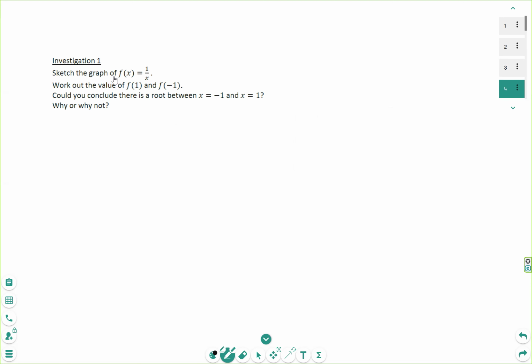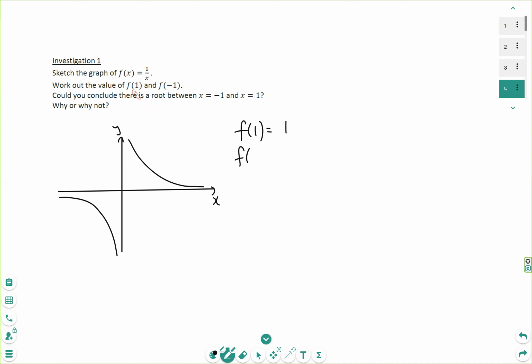Can you sketch a graph of f of x equals 1 over x? Pause video, we'll do it together. Here's a graph of y equals 1 over x. Work out the value of f of 1 and f of minus 1. So f of 1 is 1 over 1. F of minus 1 is 1 over minus 1, which is minus 1. So the sign changes. But could you conclude there's a root between x equals minus 1 and 1?